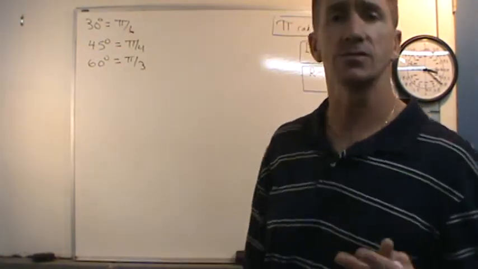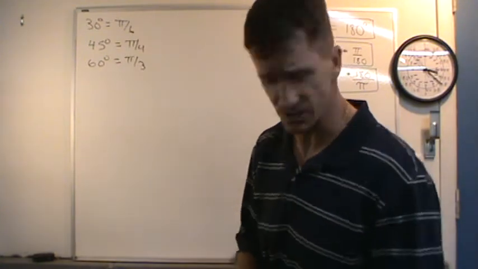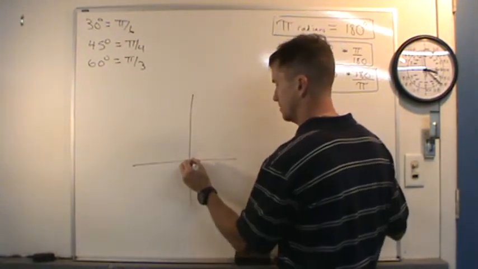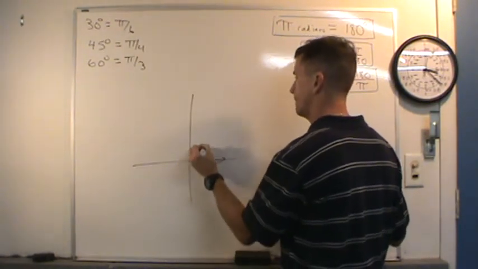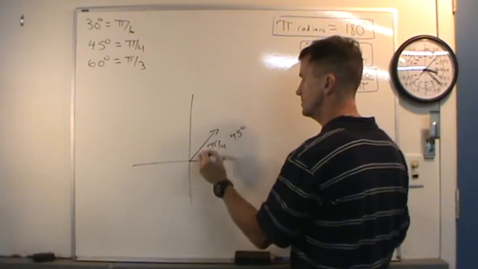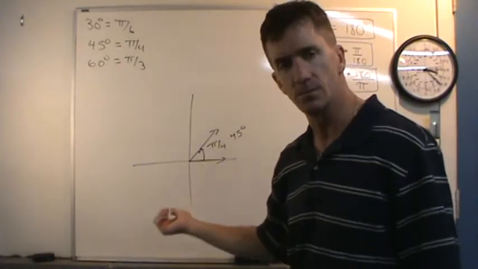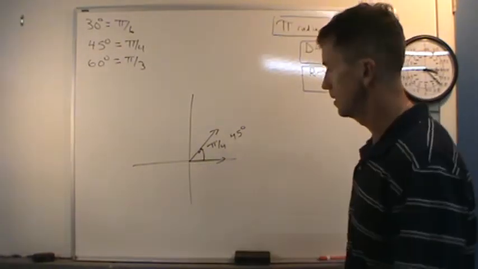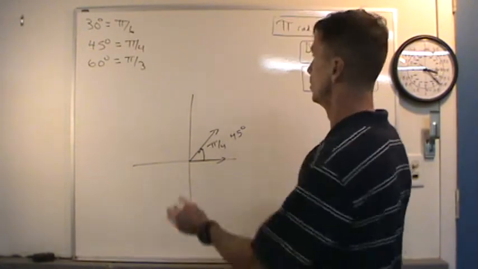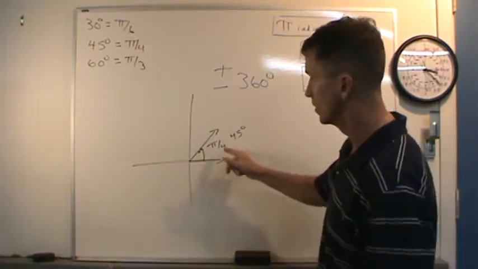Coterminal angles are 2 angles such that they share the same initial side and terminal side, but possibly different rotations. So let's look at, how about pi over 4 radians, which is 45 degrees. If we have to find a coterminal angle with 45 degrees, all we have to do is add or subtract 360 degrees. That's it. We will just add or subtract 360 degrees to find a coterminal angle with this angle.